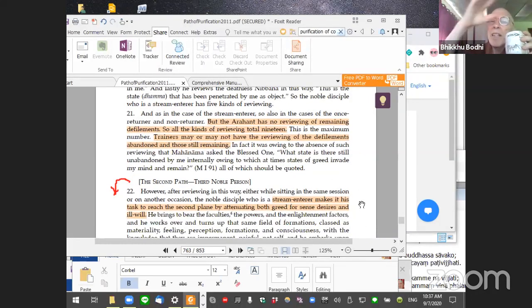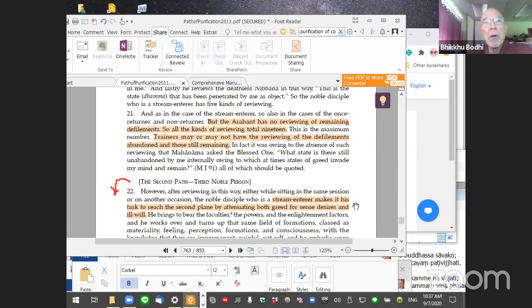Okay, it can be the case that a practitioner reaches the stage of stream enterer and then remains there all their life, doesn't go further. And then in that case, they might go on to rebirth as a human being or a deity. And if they're the dullest kind of stream enterer, they will go on for 7 more lives, and then they'll reach the final goal only in the 7th life.